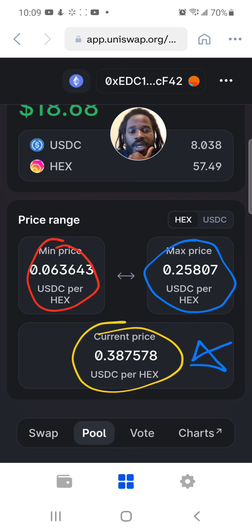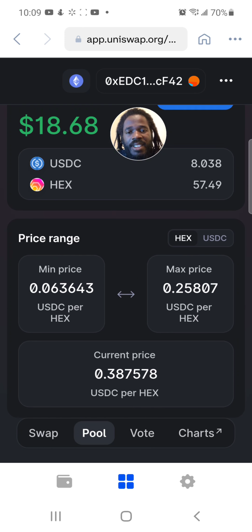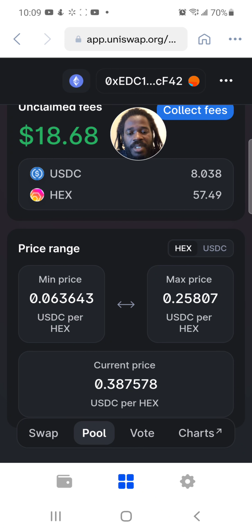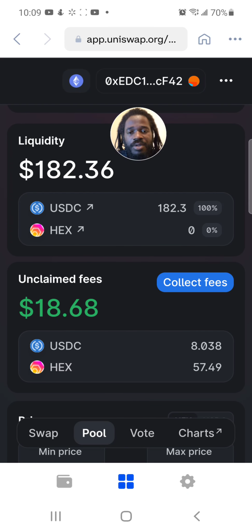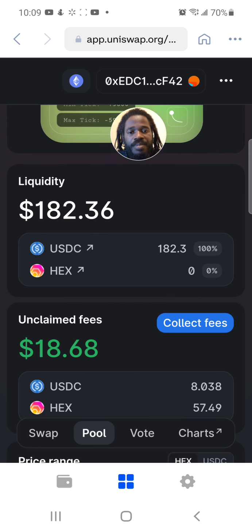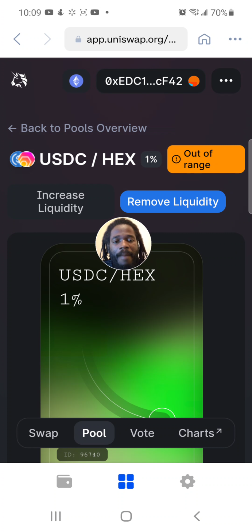And so with that to the side, doesn't it still make sense that when the price of HEX went up to 38 cents, which was outside of the price range, whenever it returned, this liquidity pool should have continued to function? If it can go out of range, how come it can't come back in range? Uniswap fans, help me understand.